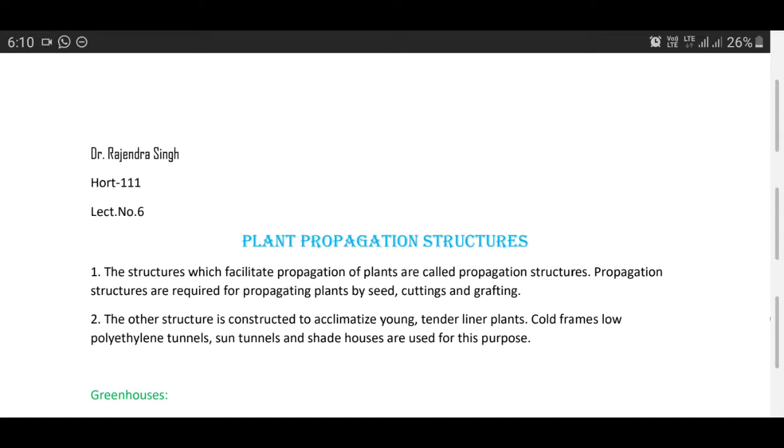Everyone, today's topic is plant propagation structures. The structures which facilitate propagation of plants are called propagation structures. Propagation structures are required for propagating plants by seed, cuttings and grafting. The other structure is constructed to acclimatize young, tender liner plants. Cold frames, low polythene tunnels, sun tunnels and shade houses are used for this purpose.